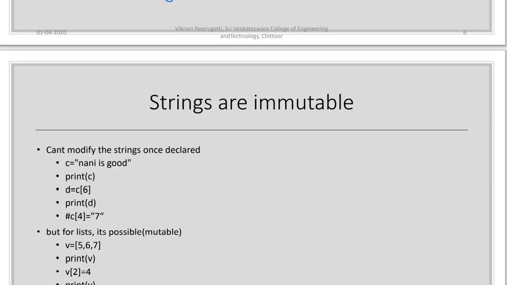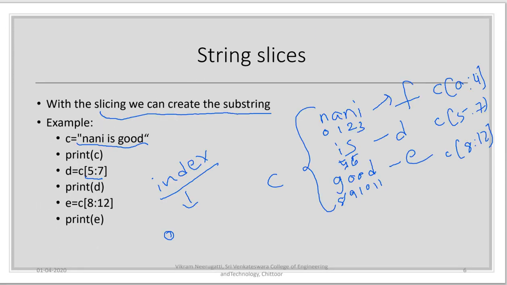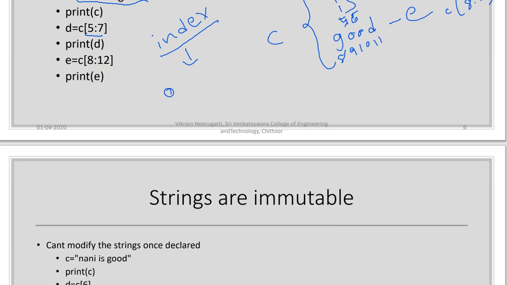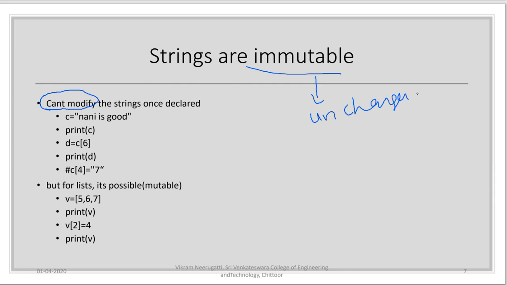And the next topic is strings are immutable. Immutable means we can't modify it. We cannot modify. Immutable means unchangeable. Once we declare a string, we cannot change it. That's the thing. Whereas the list is mutable. Tuple, as well, is unchangeable, immutable. We are not able to change it. For example, "Nani is good." We can't change it. "Nani is good." That's it.